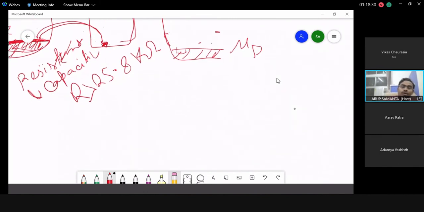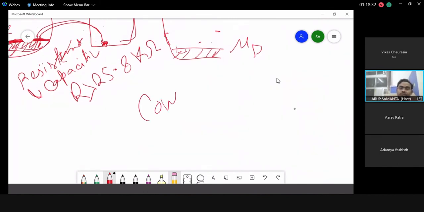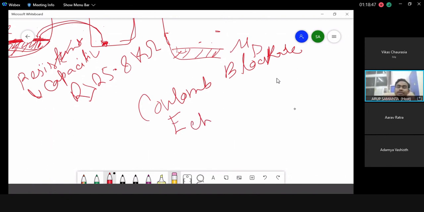That phenomenon is called Coulomb blockade. If one electron is there, the next electron cannot come, and you have to provide some energy. This is E_CH, called the charging energy. This is the amount of energy you have to provide to let another electron enter.